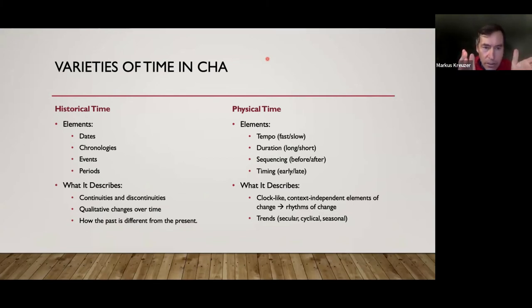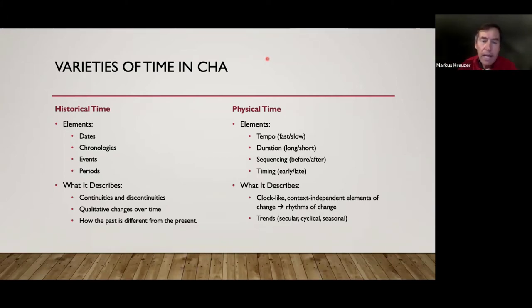So the objective of historical time is to describe continuities and discontinuities. It is an effort to make historical change more understandable by parsing it into periods of continuities and discontinuities. And so these periodization schemes that help us understand when history moved very quickly or very slowly or not at all, help us understand ultimately how the past is different from the present. And this question of how the past is different from the present is the key element of historical time.